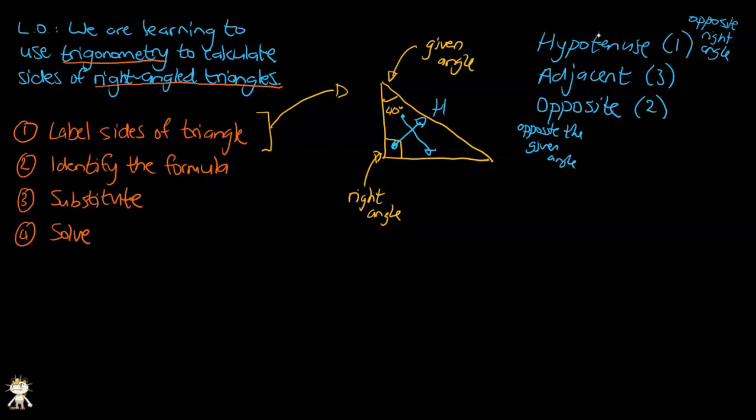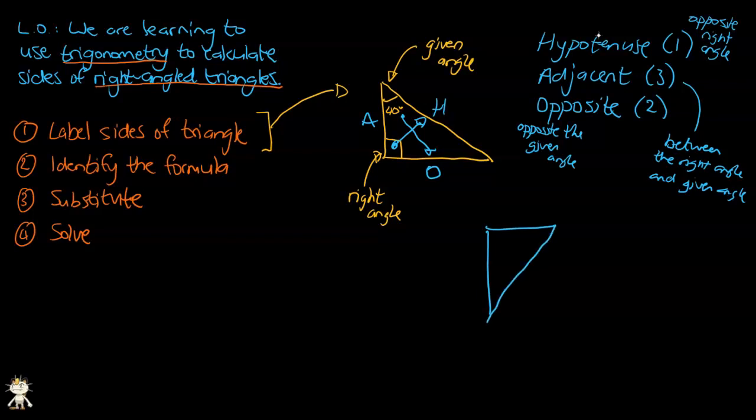And the last one, the adjacent, it's normally the leftover side. Oh, I just realized I forgot to write an O for opposite. The last one is normally sitting between the given angle and the right angle. This is normally just the leftover one, so it's easy to identify, but formally it's between the right angle and the given angle. So hopefully that makes sense. Hopefully that gives you enough information to label the sides of a triangle.